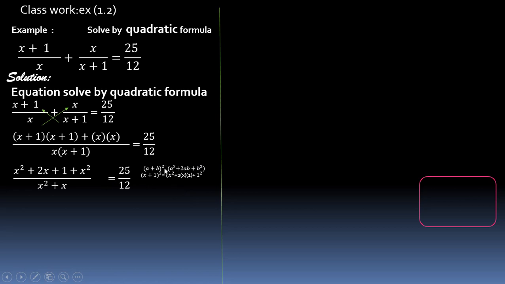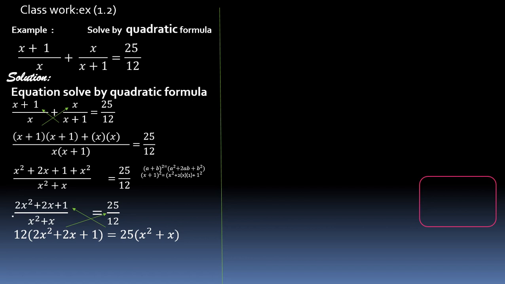We apply the formula a plus b whole square to the first term of the denominator: x plus 1 whole square is x square plus 2x plus 1. x square and x square added make 2x square, plus 2x plus 1. They are multiplied with each other: 12 is multiplied by 2x square plus 2x plus 1, and x square plus x is multiplied by 25.